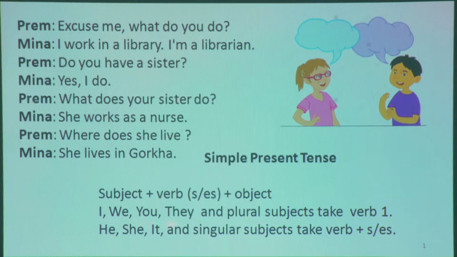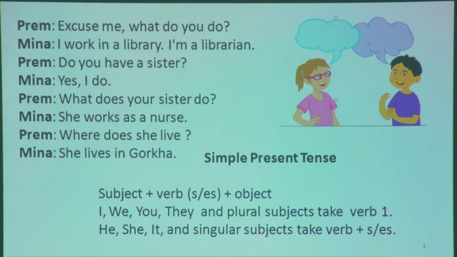So which subjects take the first form of verb only and which subjects take the verb with s or es? Let's learn this. I, we, you, they, and plural subjects take only V1, that is the first form of the verb. Just now we could see the sentence, I work, right? We work, you work, they work, students work, farmers work, you can use, okay?